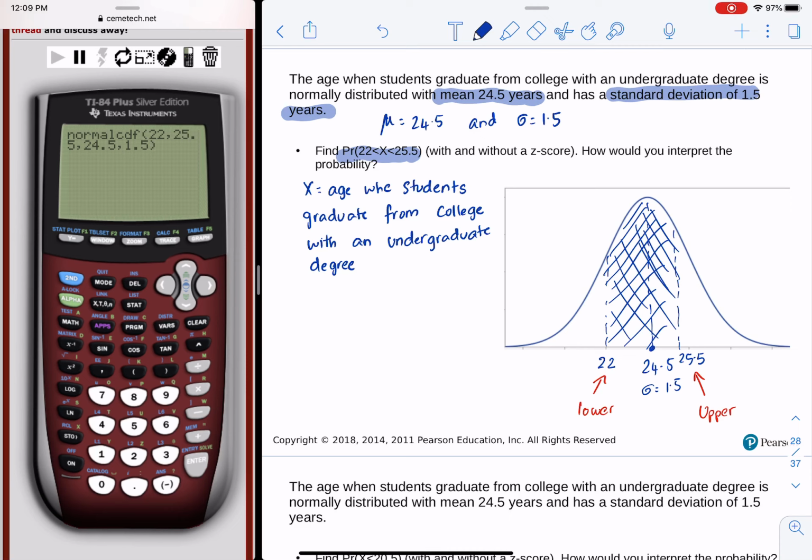If you have a newer version of the calculator, the lower, the upper, the mean, and the standard deviation would be listed in rows. All you have to do is enter the appropriate numbers in each row and hit enter. So when I press enter, we get an answer of 0.6997. How would we interpret this probability?